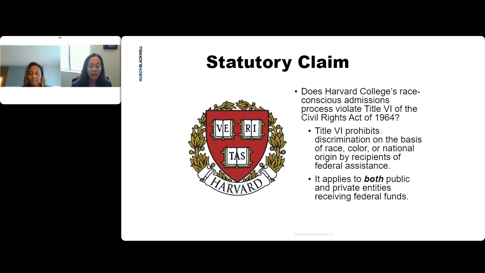The district court and the First Circuit were unpersuaded and ruled in favor of Harvard, finding that their race-conscious program was narrowly tailored to a compelling interest. And as Taronda walked through in those two slides about the particulars of Harvard and UNC's admissions practices, that type of evidence obviously becomes very important when the institutions are trying to argue how their admissions practices are legally compliant, at least under existing precedent.